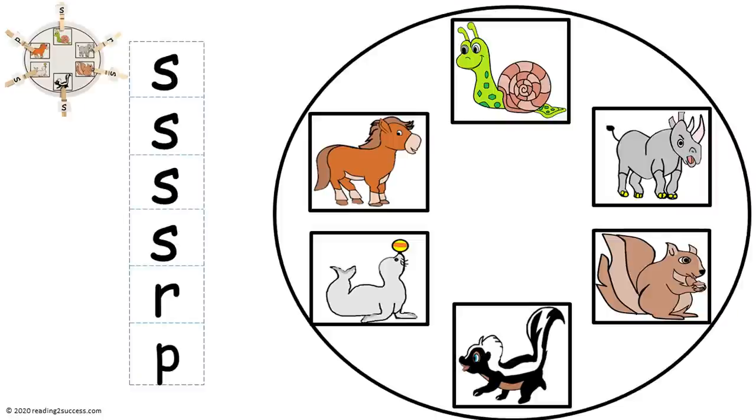This is a template I used to create the letter wheel. Cut out the circle with the pictures and I pasted it on cardboard to make it stronger. Then I cut out all the letters and pasted them onto clothespins.